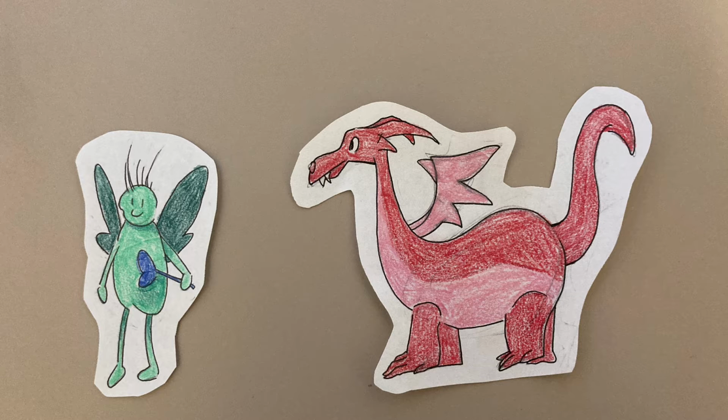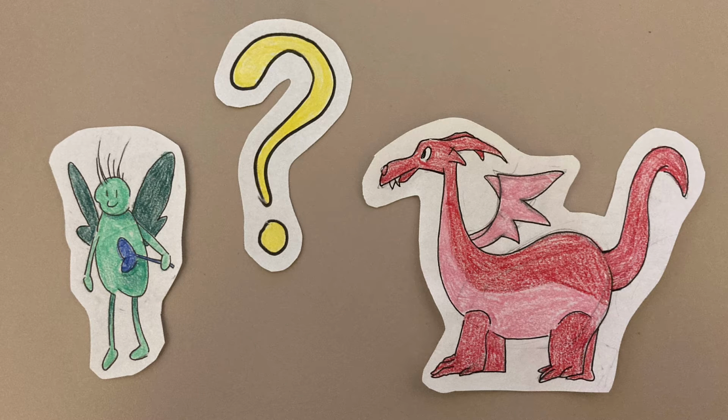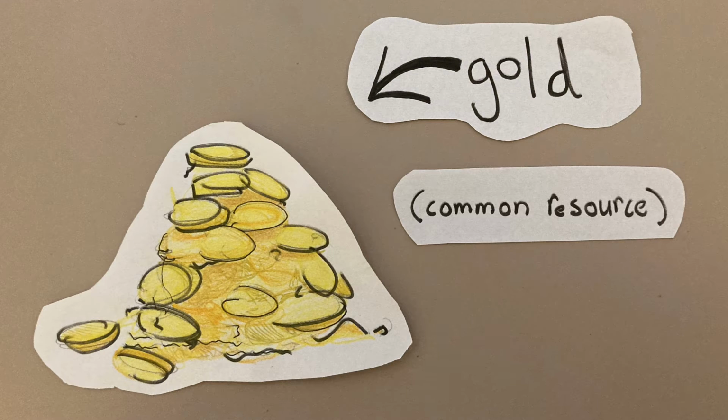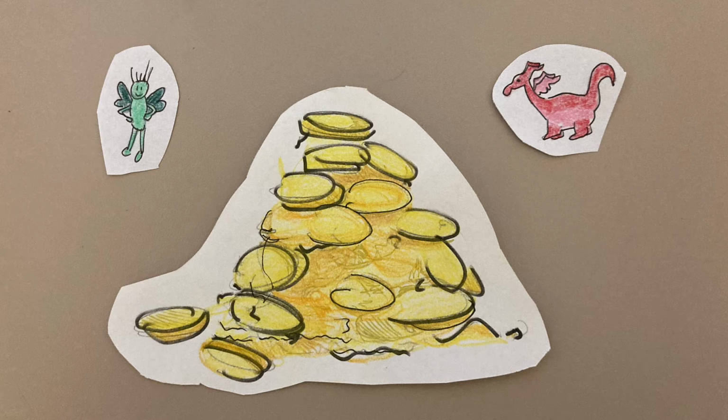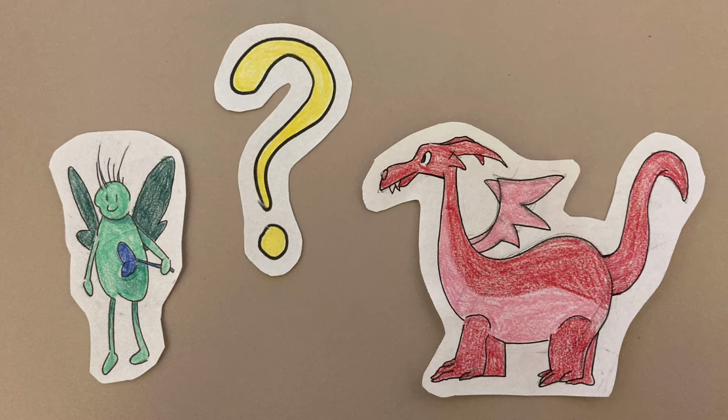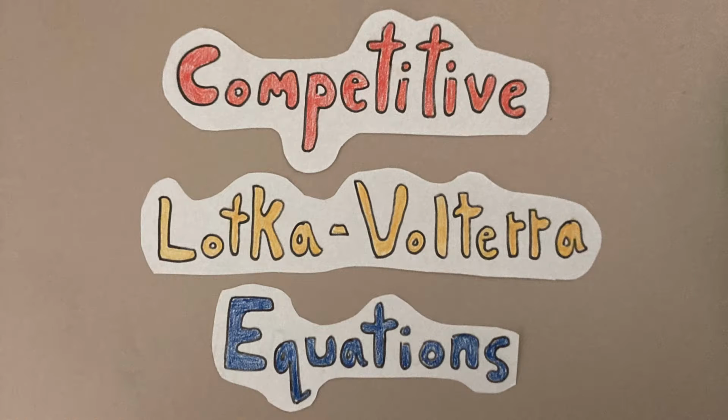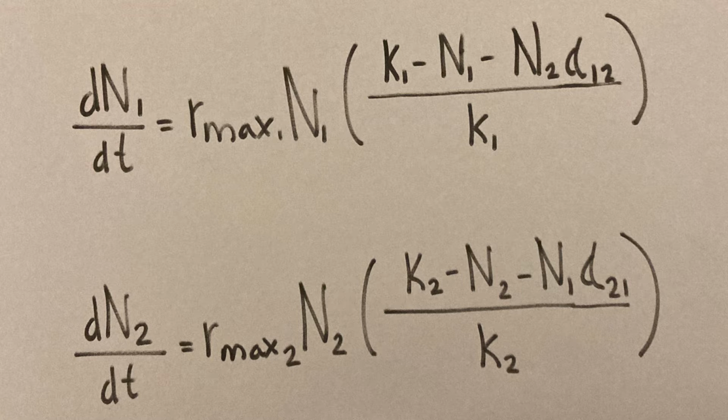Mystical, magical, and powerful. One of the main questions that I'm sure everyone has asked themselves concerning these creatures is, if competing over a common resource, who will win, the dragon or the fairy? To answer this question, we can use phase planes derived from the competitive Lotka-Volterra equations. These equations are used for modeling competition between two species sharing a common resource.